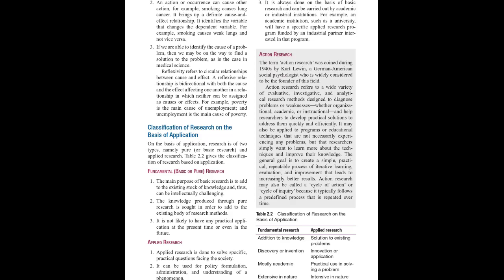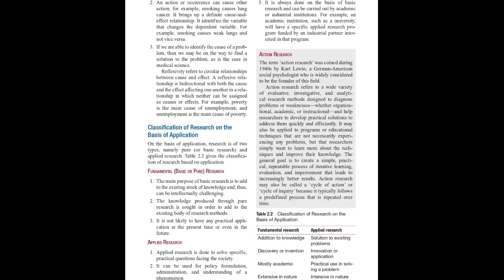Reflexivity refers to circular relationships between cause and effect. A reflexive relationship is bidirectional with both the cause and the effect affecting one another in a relationship in which neither can be assigned as causes or effects. For example, poverty is the main cause of unemployment, and unemployment is the main cause of poverty.